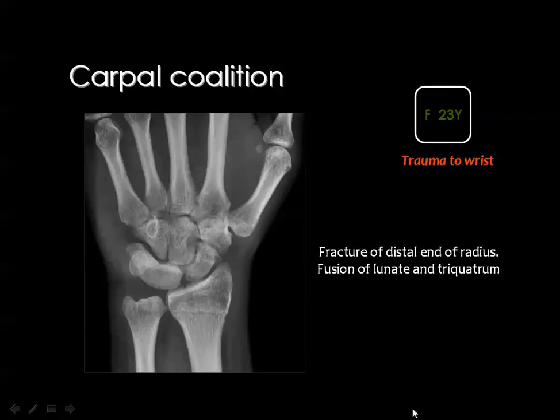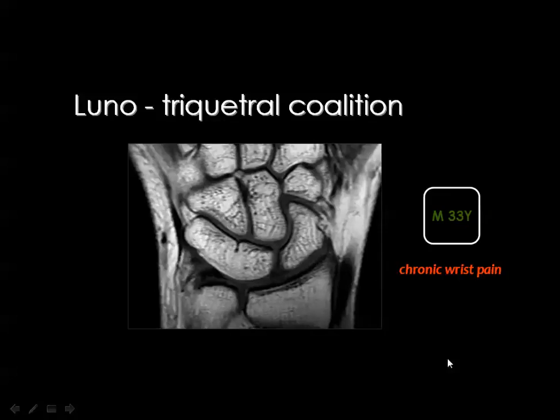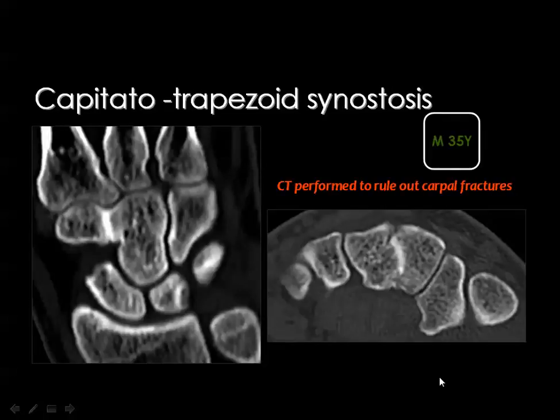Carpal coalition means that there is fusion between the carpal bones, most commonly the lunate and the triquetrum. And this is an example by MRI, and you see the scaphoid, the lunate and the triquetrum are now forming a single bone. And this is the capitate and trapezium fusion or synchondrosis. And you remember, this is the trapezium, and this is the trapezoid, this is the capitate, this is the hamate. Now there is fusion between the trapezoid and the capitate bone.